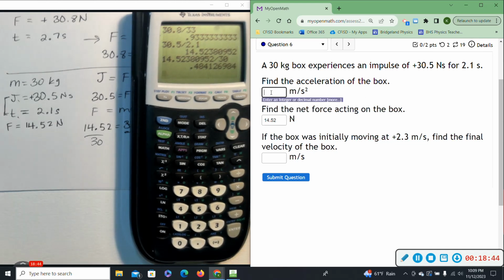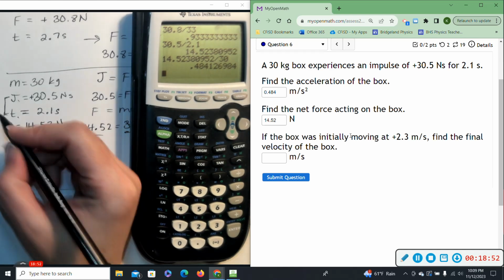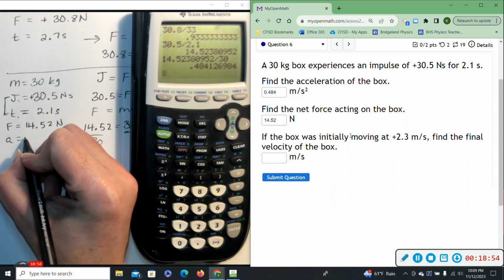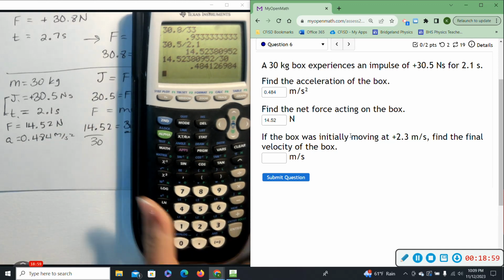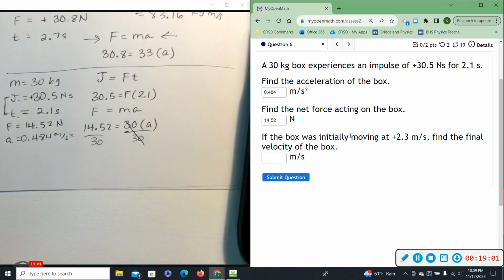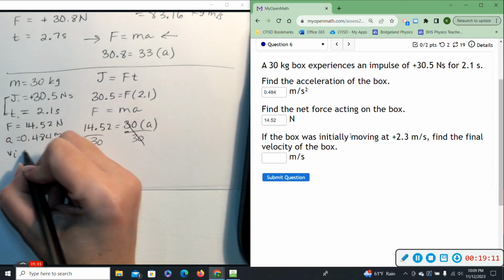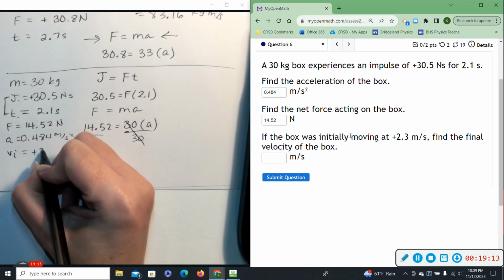So let's go ahead and type that in up here. 0.484 meters per second squared. So now I have that. Let's go ahead and add it over here. Okay, and we have one more question. If the box was initially moving at 2.3 meters per second, find the final velocity. And there are a couple different ways for you to do that. I'm going to add my initial velocity though, positive 2.3.